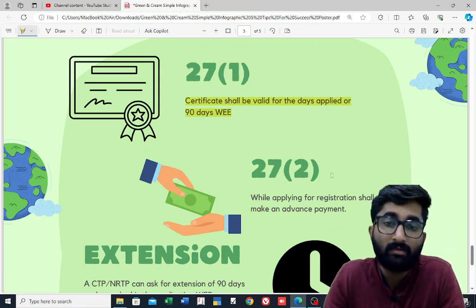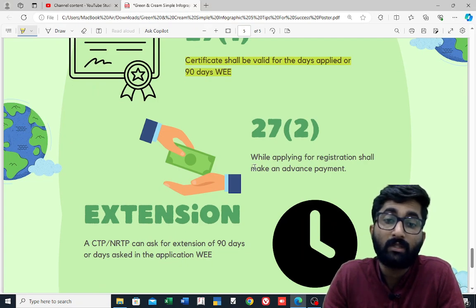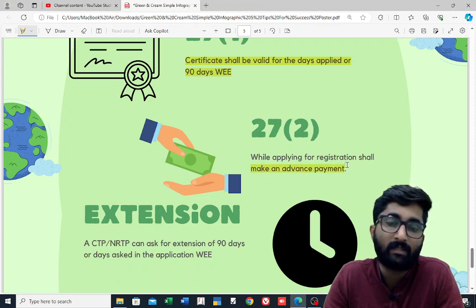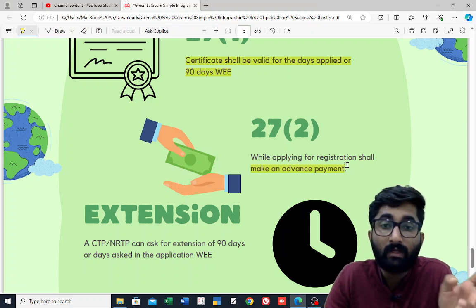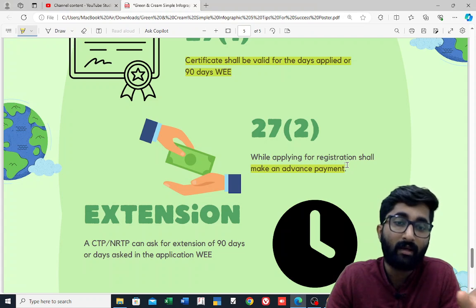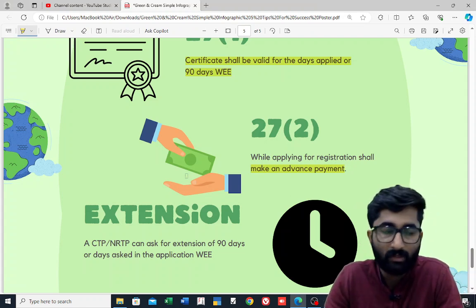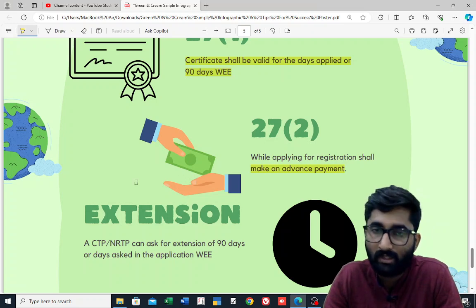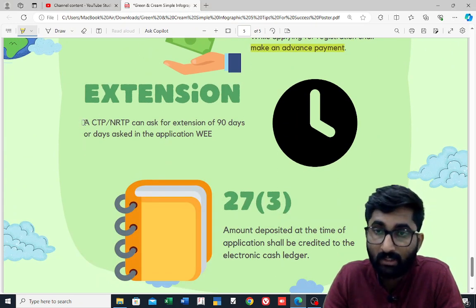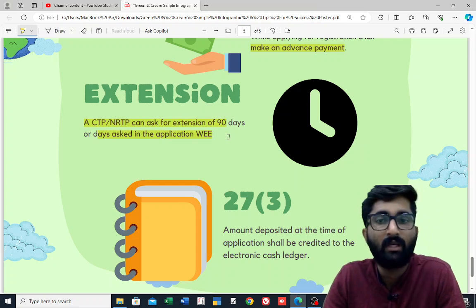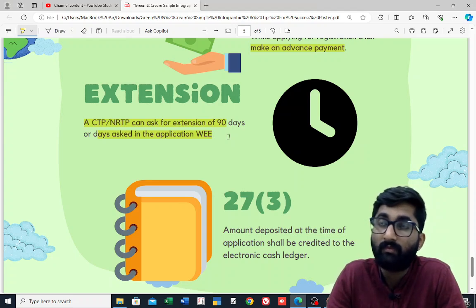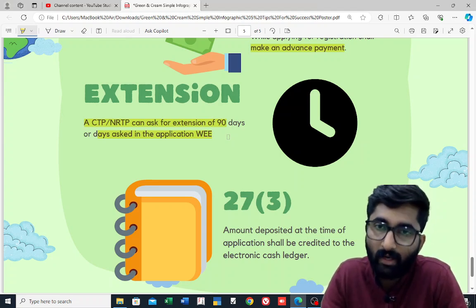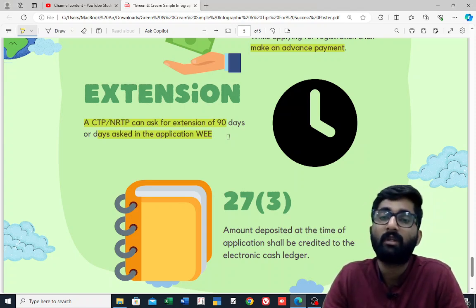Section 27 subsection 2 says that while applying for registration, the applicant shall make an advance payment. Without advance payment, the registration certificate will not be granted. Only on deposit of the amount will the registration TRN be given to the person asking for CTP and NRTP registration. If the CTP and NRTP want an extension, they can ask for an extension to the extent of 90 days or the days asked in the application, whichever is less. Even in case of extension, you have to pay the advance amount. Advance deposit is required even in case of extension.